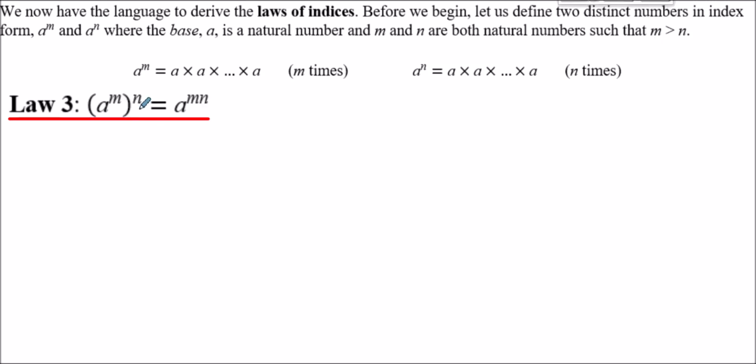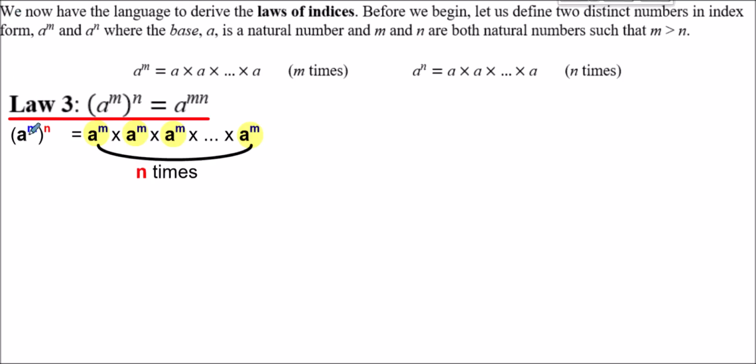The third law, power of a power, this may have been explained to you. I was taught it as it's the power of a power, so we multiply the powers. So a to the power m to the power n is a to the power of mn. So let's see if we can illustrate this in a more intuitive way. And so first of all, I'm just going to write down a to the power m to the power n as a to the power m, n times. So there's basically n lots of a to the power m. Okay, I've color coded in here yellow the a to the power m.